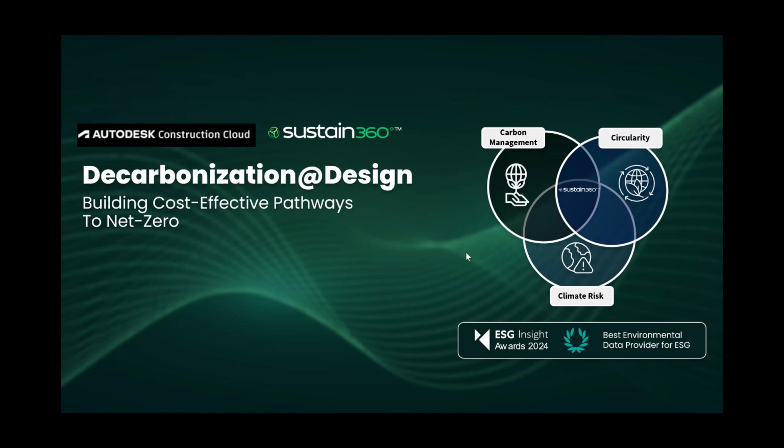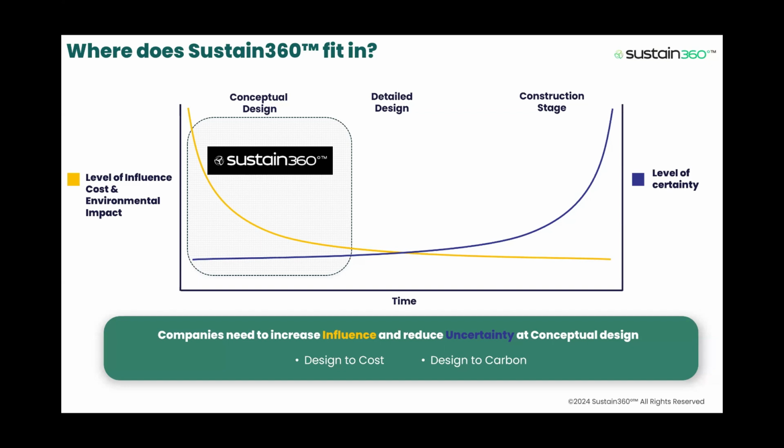Sustain 360 is a carbon management, circularity, and climate risk platform which brings together all three components into one single integrated solution. So how does Sustain 360 fit in? It fits in at conceptual design, where architects and designers can get data and analytics to provide environmental impact information to reduce the level of uncertainty.